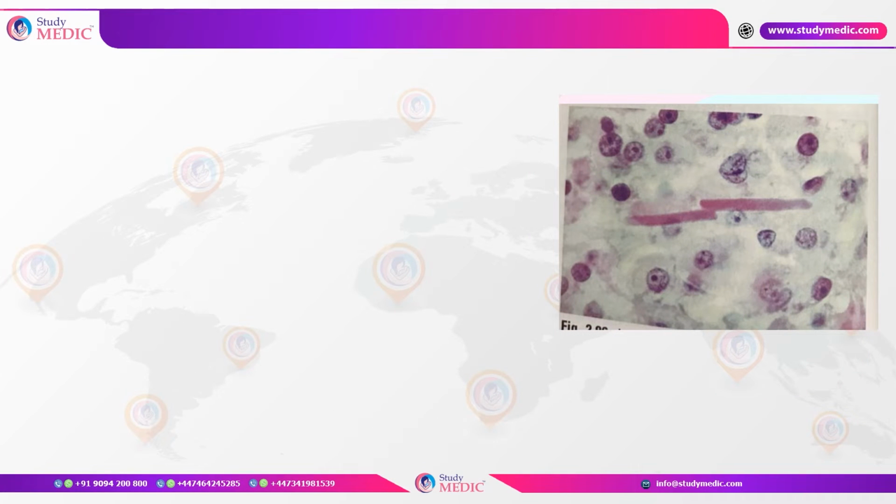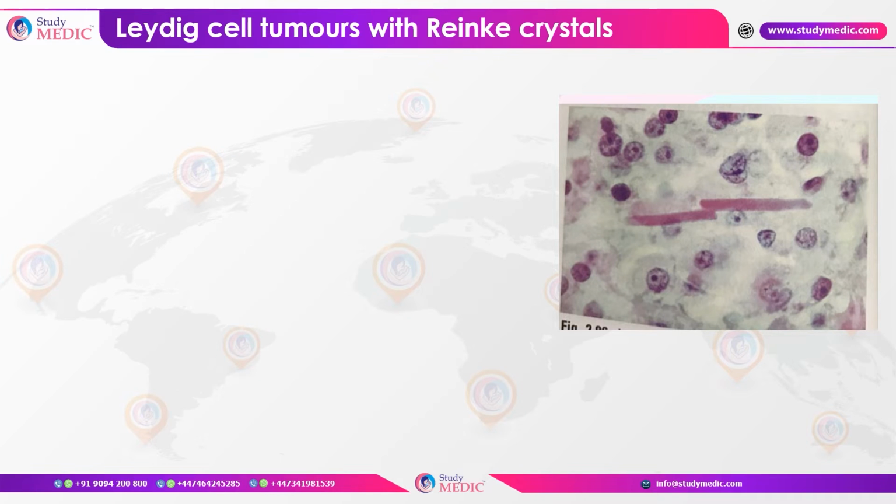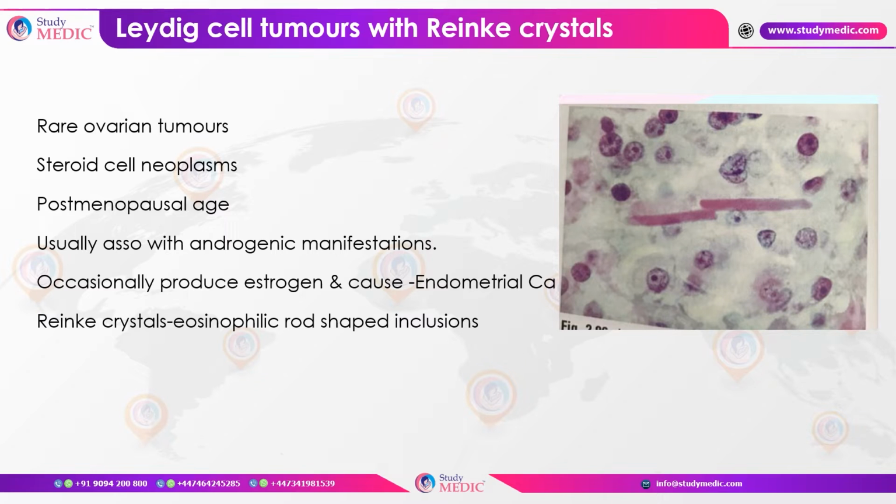What are these? These are Reinke crystals, and they are seen with Leydig cell tumors. So Leydig cell tumors are rare ovarian tumors. They are steroid producing neoplasms usually seen in the postmenopausal age, and they can lead to androgenic manifestations. Occasionally they can produce estrogen, and because of unopposed action of estrogen, they can lead to endometrial carcinoma. So these Reinke crystals are basically rod shaped inclusions that you can see. They are eosinophilic, so they appear pink on the slide.